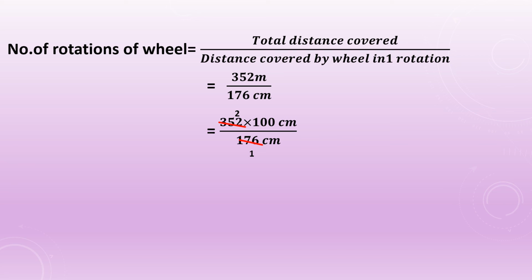176 and 352 can be cancelled. We get 2 into 100. So the answer is 200 rotations. Our question, how many times the wheel must rotate to cover 352 meter? So the answer is the wheel must rotate 200 times to cover 352 meter.